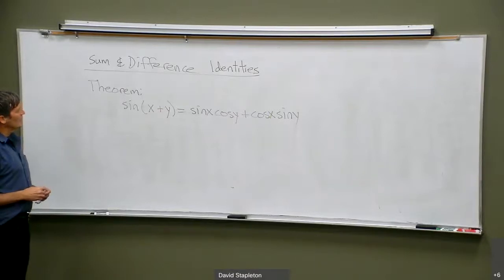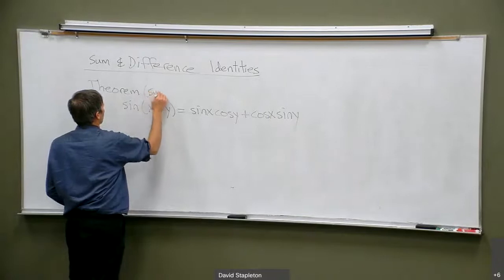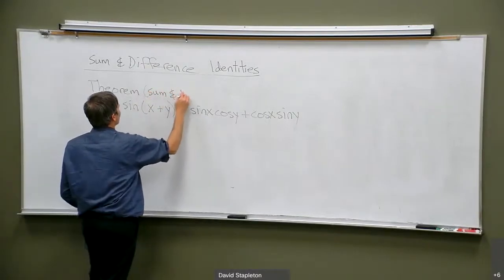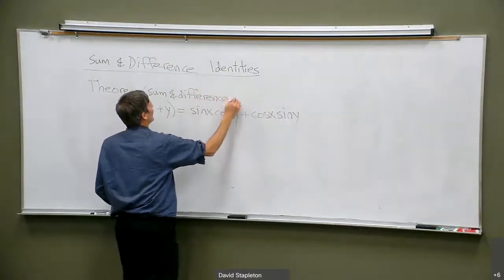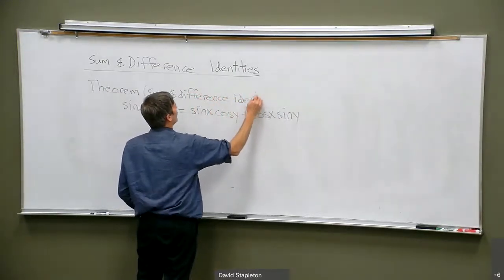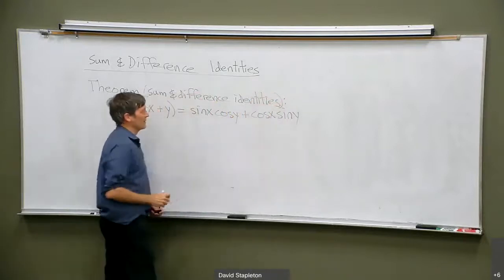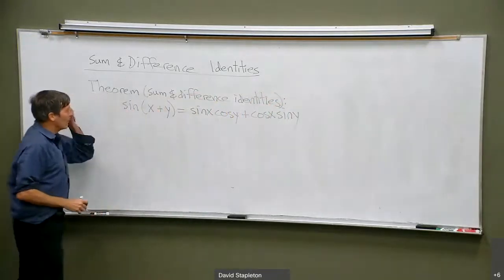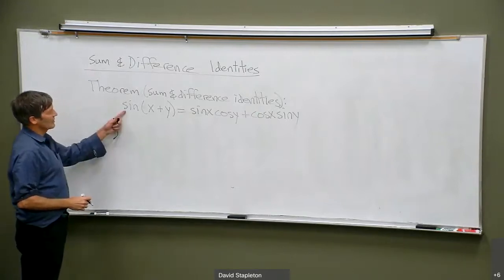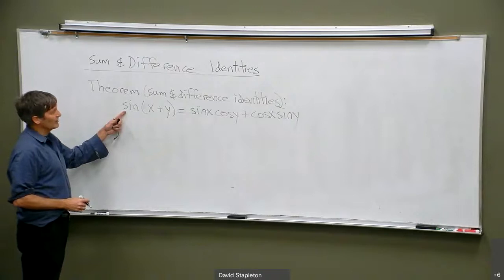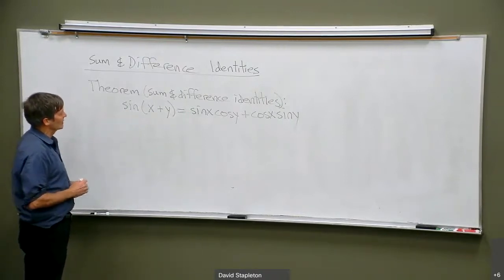That's called a sum identity. So let's put this in here. Sum and difference identities is what we're going to write now. These are defined for all x and y, so I'll just say theorem here. There's the sum identity. Now, one nice thing about these, even though there's 4 of them, 2 of them can be derived from the other ones.